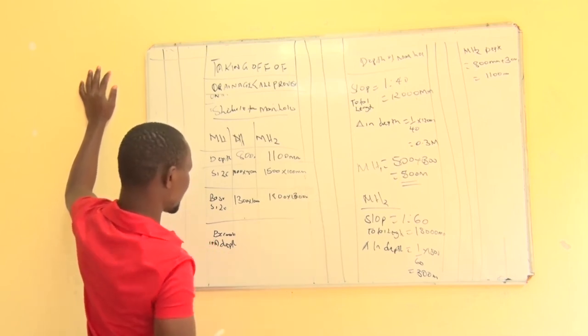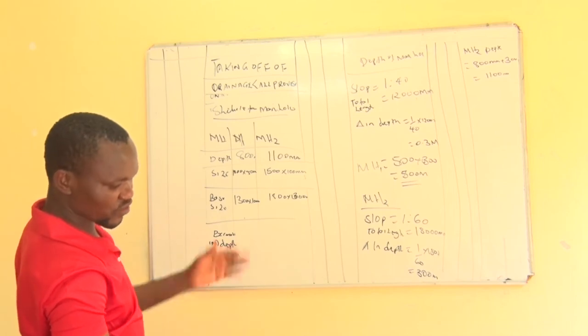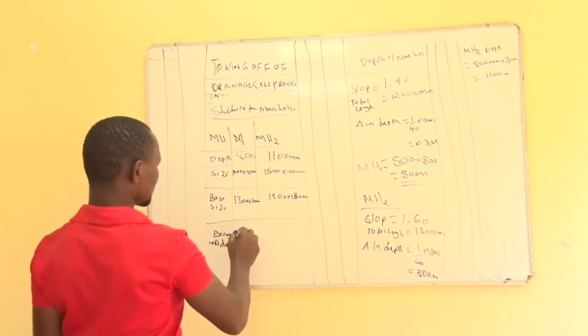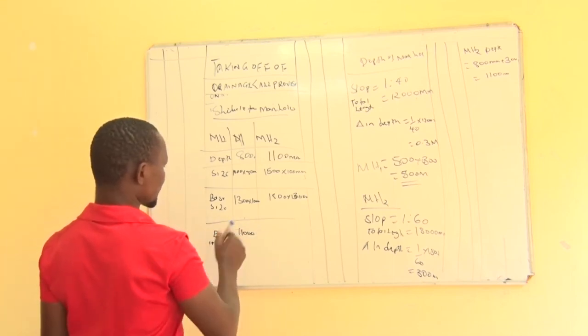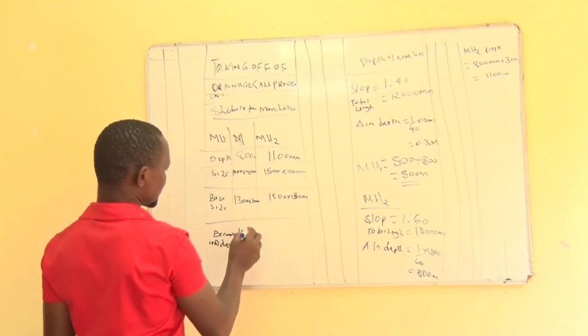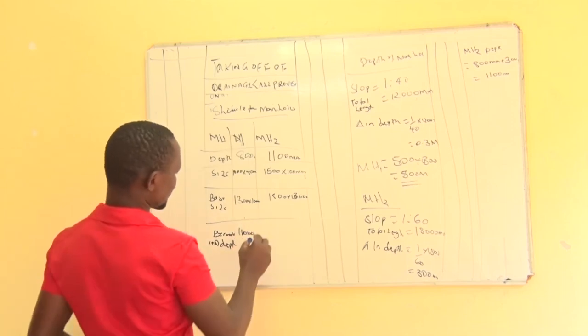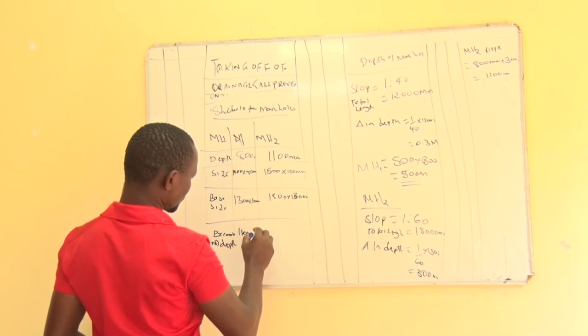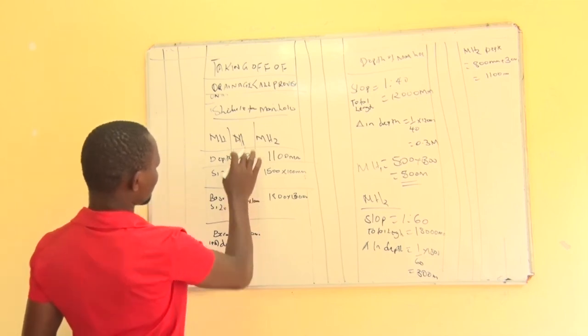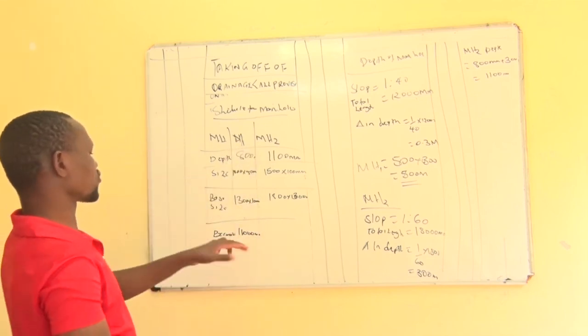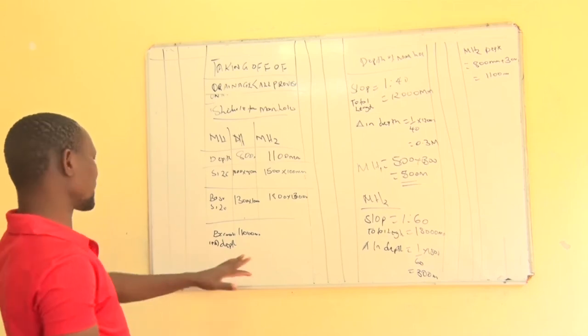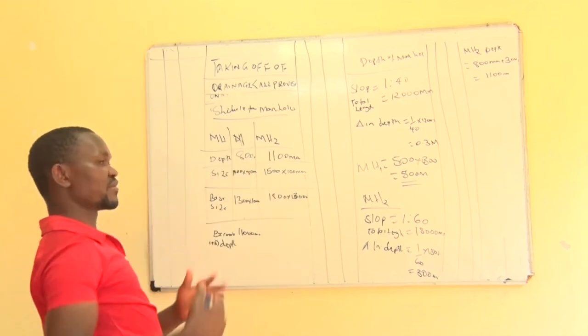Then for the excavation depth, now we have to add the 300 to the 800, which will now be 1100 millimeters. The reason for this excavation depth is that we have 150 millimeters for the concrete and another 150 millimeters for the top.